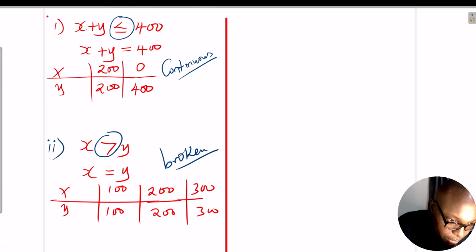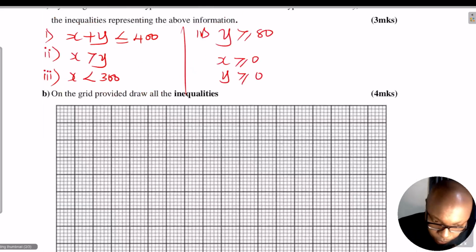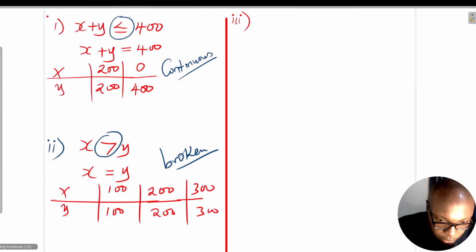Then the third one is X is less than or equal to 300.